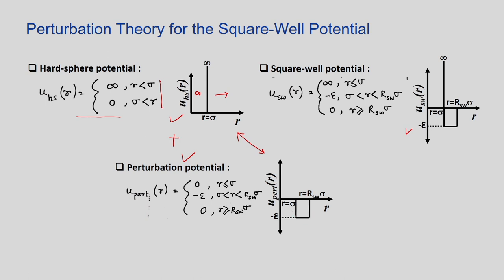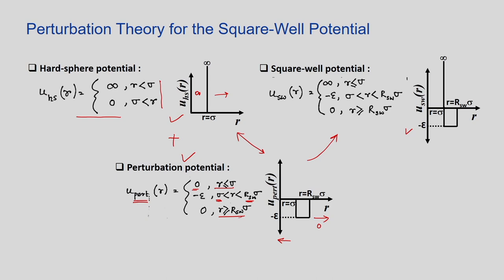In this case, the perturbation potential I will define in this manner. U perturb is equal to 0 when the sigma values are very small. So, if you go in this direction, it is 0, or if you go in this direction, it is again 0, this part and this part. Only when you are between sigma and R sigma will you have some value of the potential. So, you add these two up, you get this. That is what the square well potential is all about.